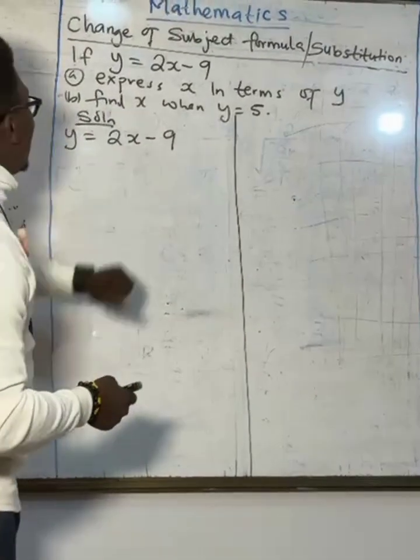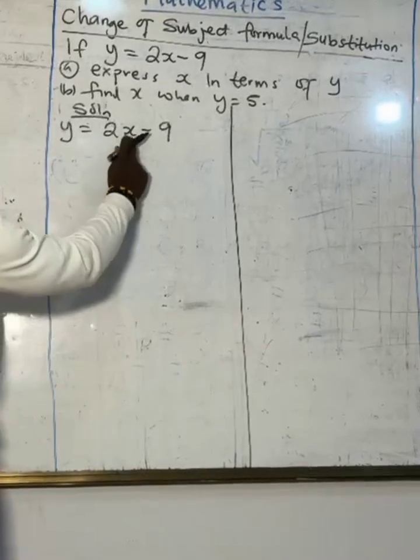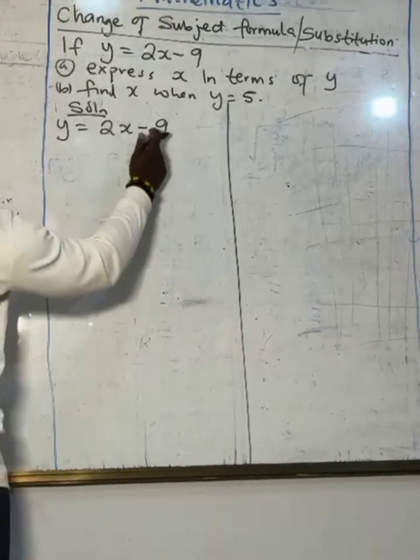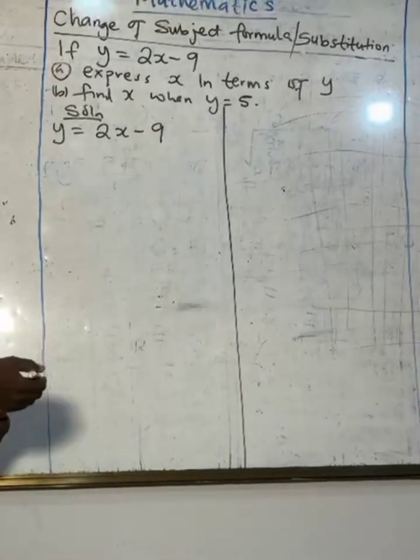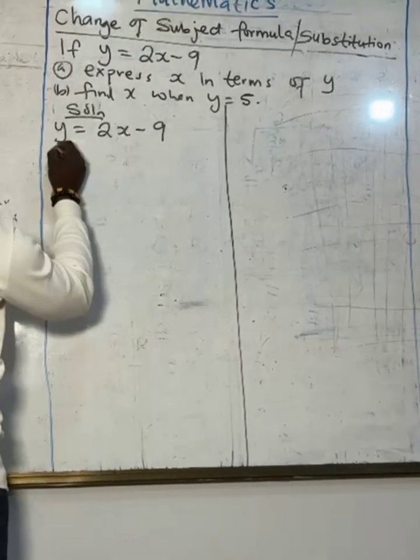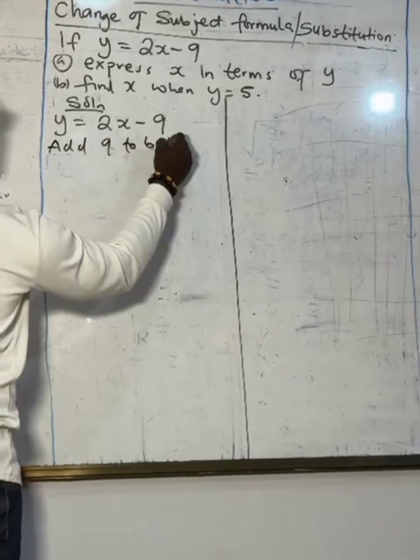So in this equation, y is equal to 2x minus 9. We want to make x the subject of the formula. How do we go about it? Using balancing method, you add 9 to both sides. Or some people say collect like terms. But in this case, we add 9 to both sides.